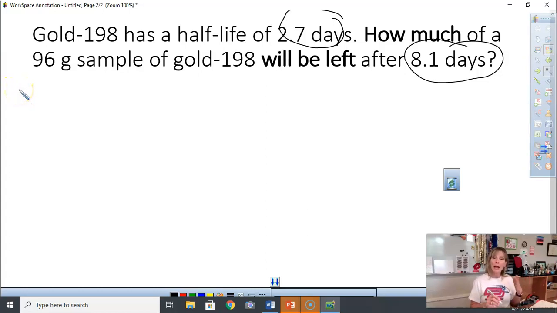So we need to figure out how many half-lives that is. How many times does this 96 grams decay? So 8.1 days divided by the half-life, which is 2.7 days. Here, I'll label days and days.